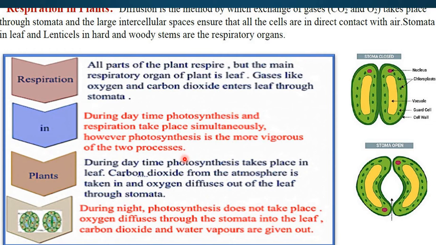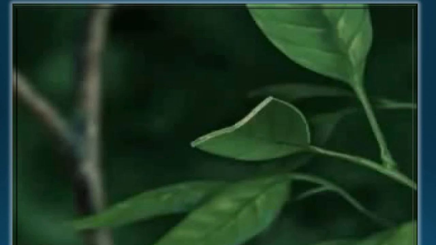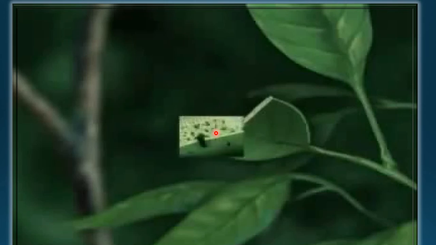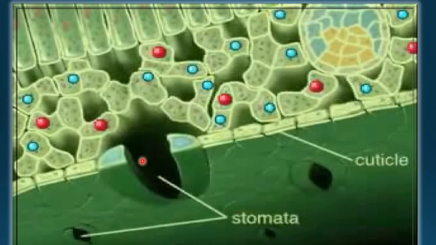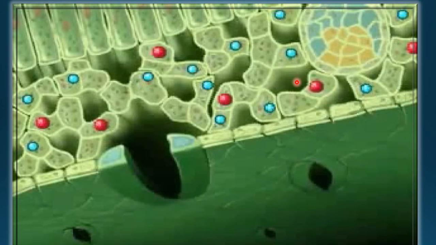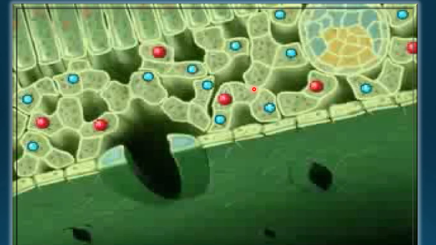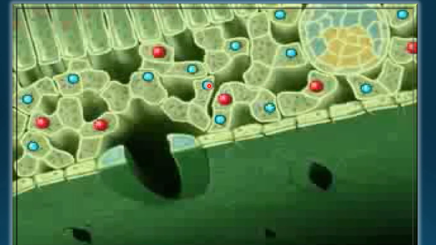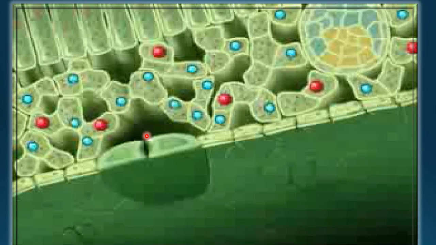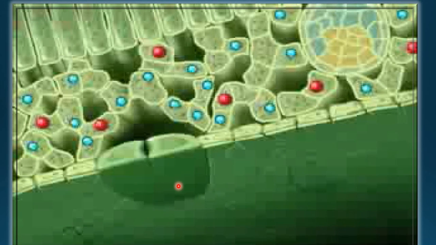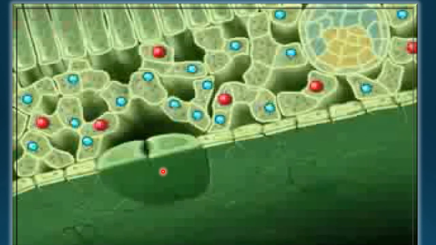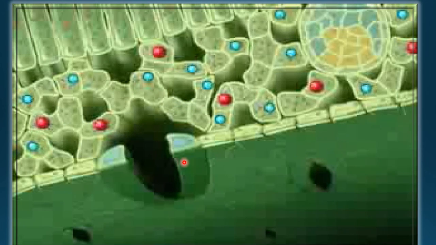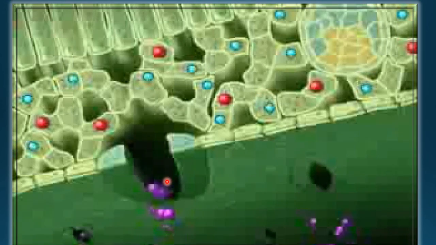Okay. Now we can see how this process occurs. This is the cross section of your leaf which is being zoomed. Look at this portion. This is called stomata, and this is the cuticle in which there is stomata. These red balls are your oxygen which is present in the leaf itself. Now these are all water molecules. Water molecules cause the opening and closing of stomata. The stomata is guarded by guard cells. These water molecules make it open, and now the photosynthesis takes place.